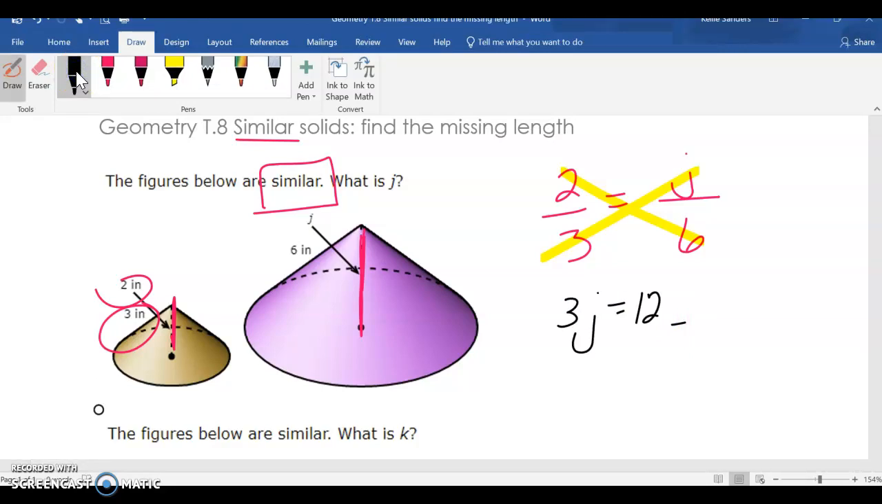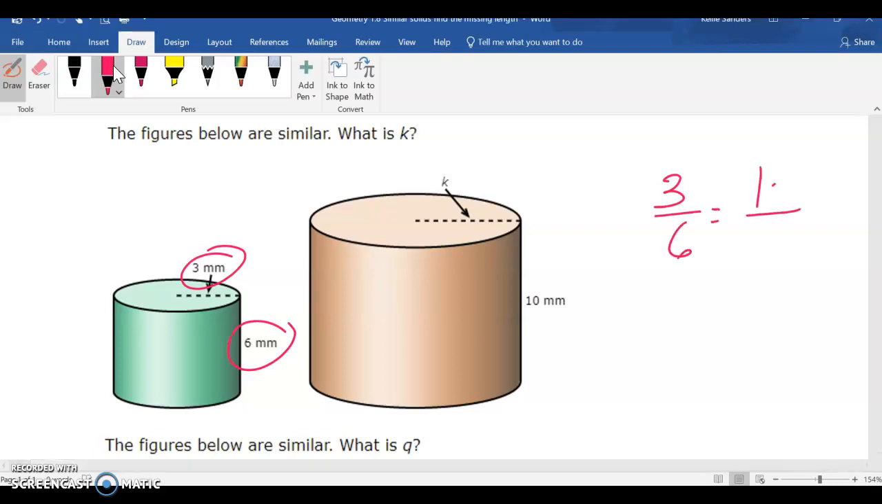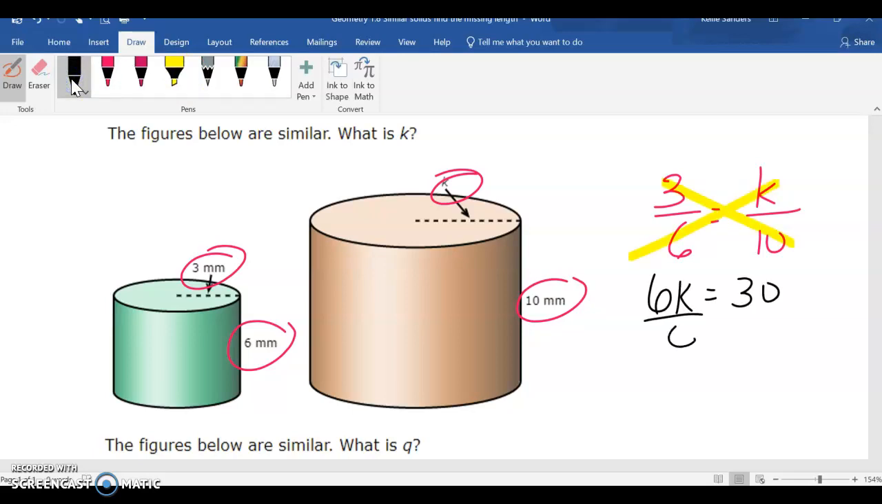3J equals 12. So we divide by 3, and J equals 4. 3 is to 6, as K is to 10. Cross multiply. 6K equals 30. Divide by 6, divide by 6, K equals 5.